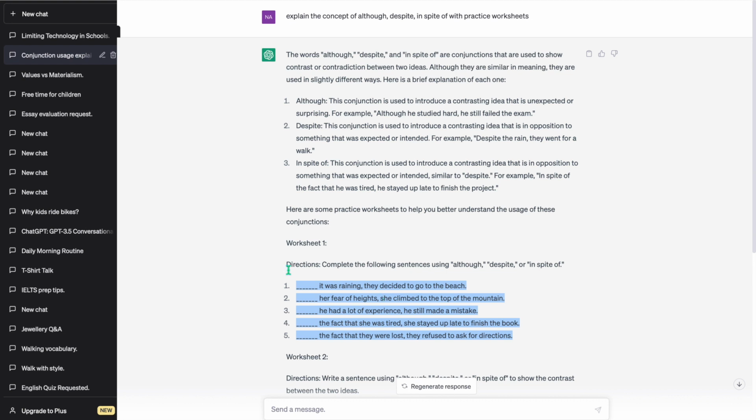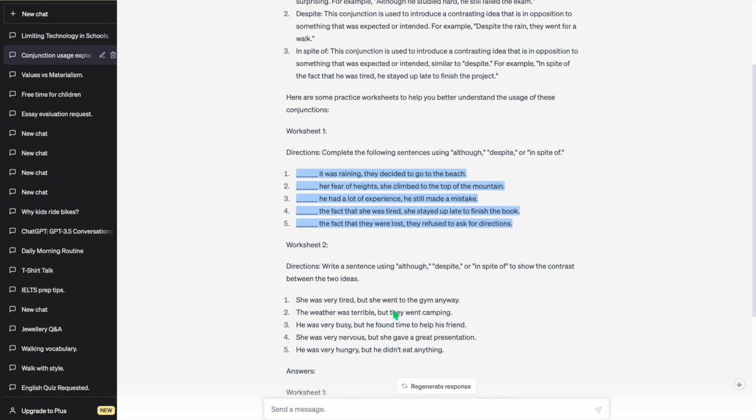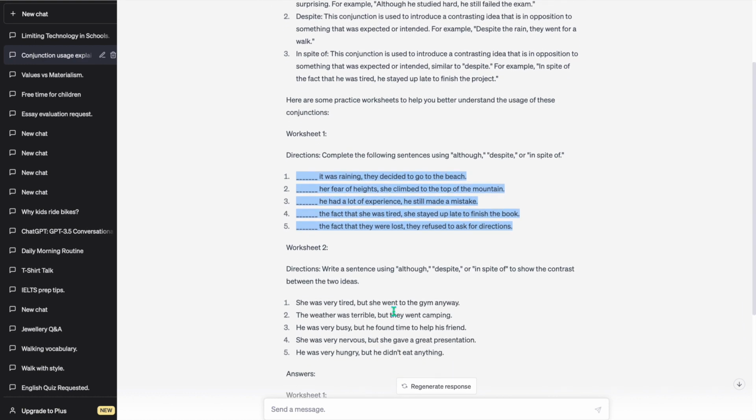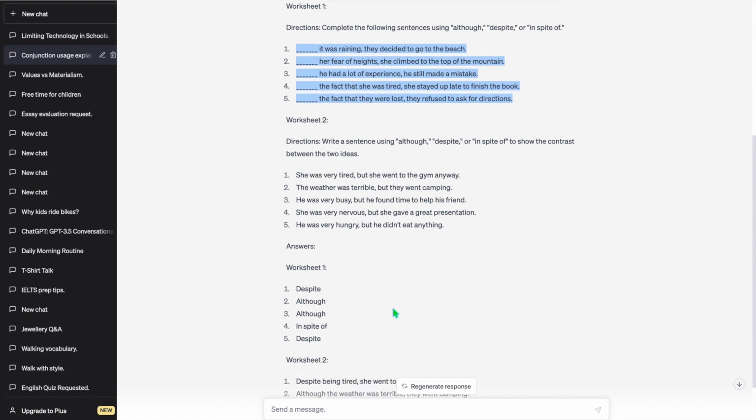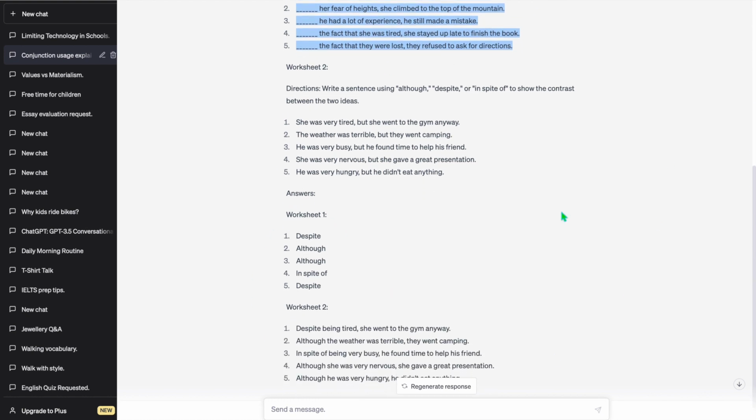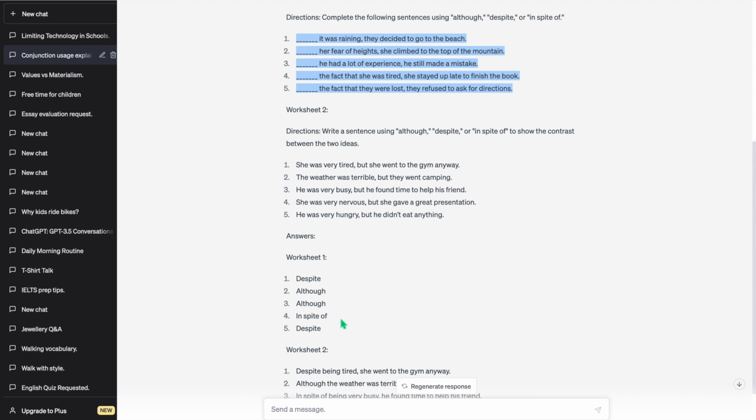And see how it is organizing our things, like first we have the explanation, and then we can do practice. And moreover, you can also get your answers, and see here they have given us the answer keys. You can check your answers and find out whether you have understood the concept clearly or not.